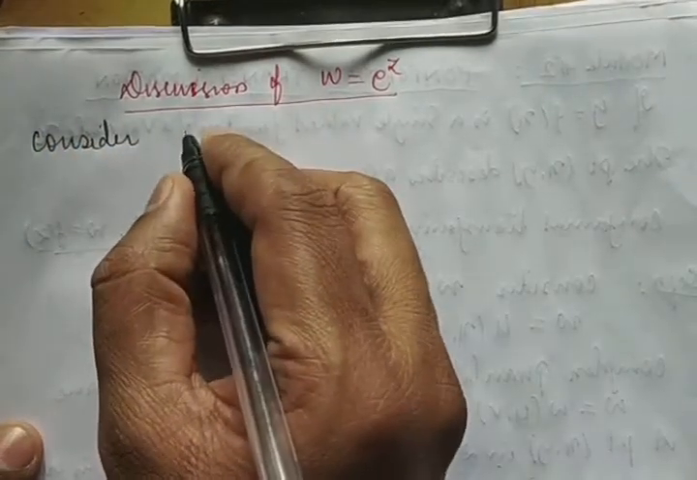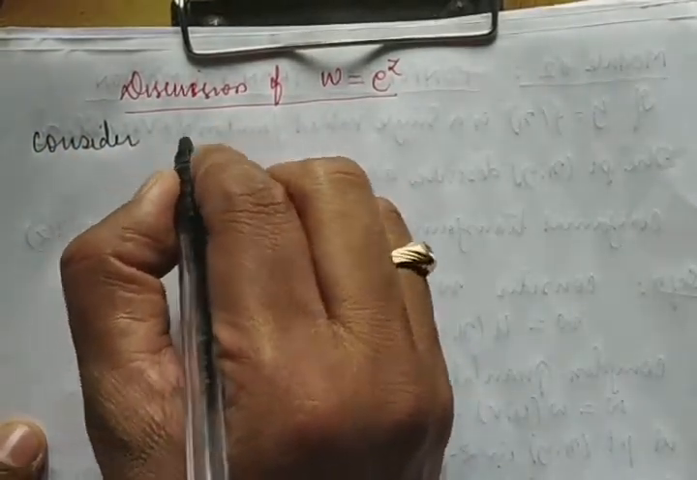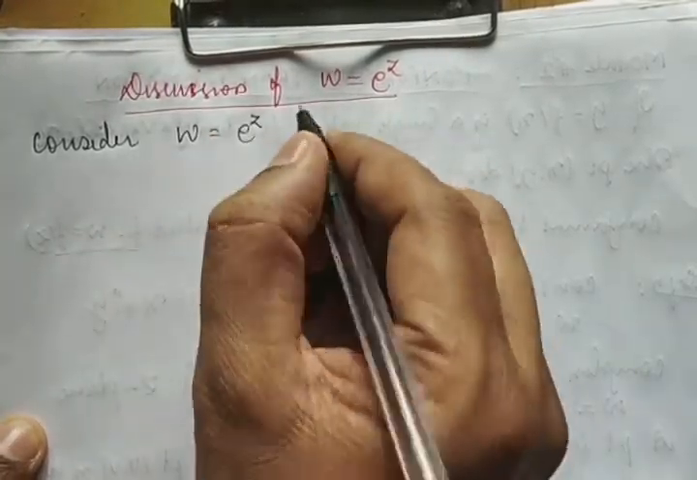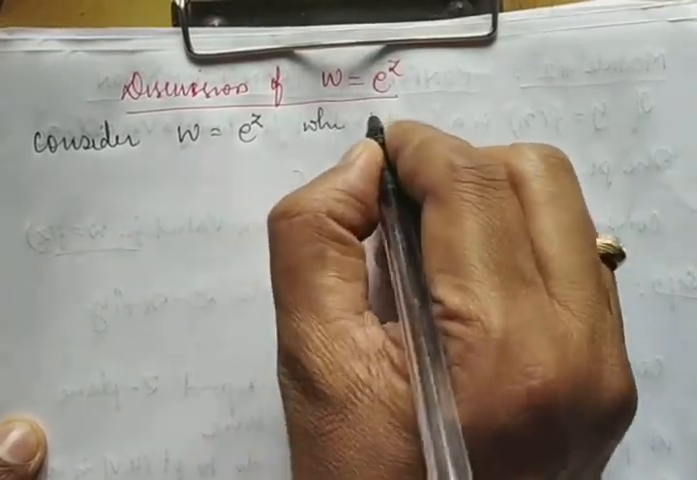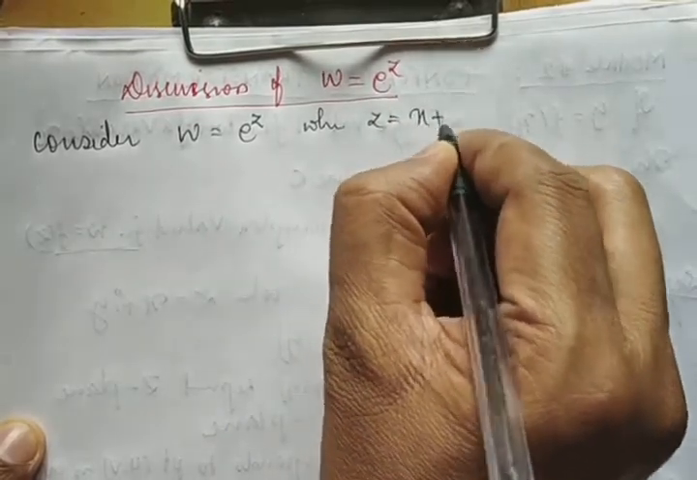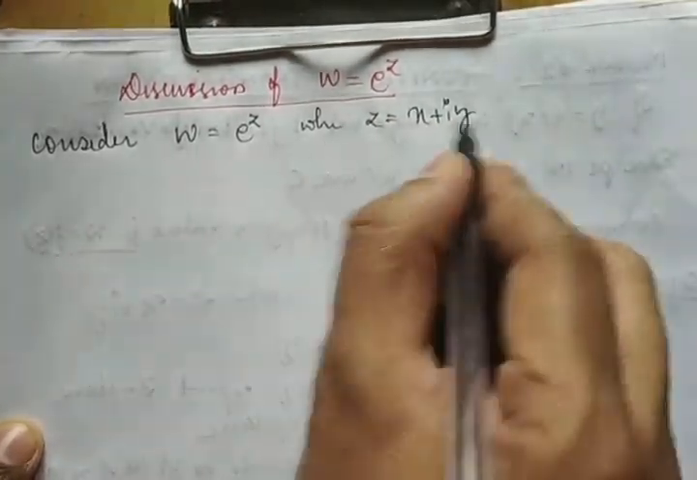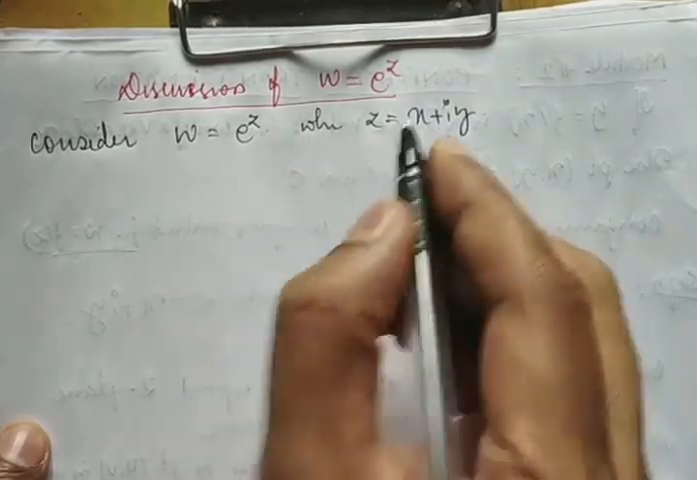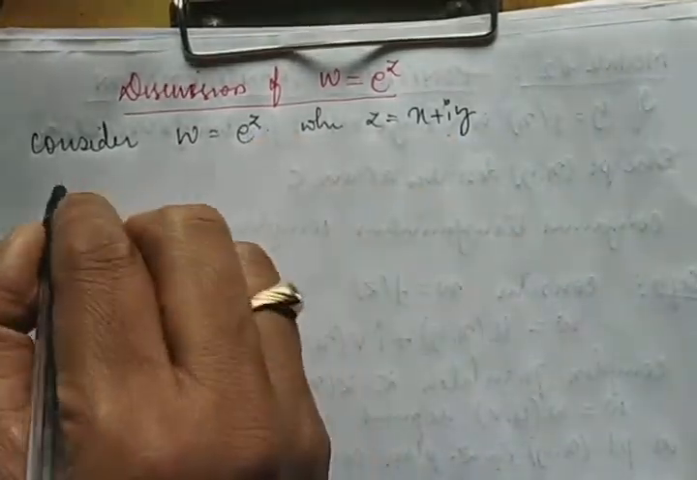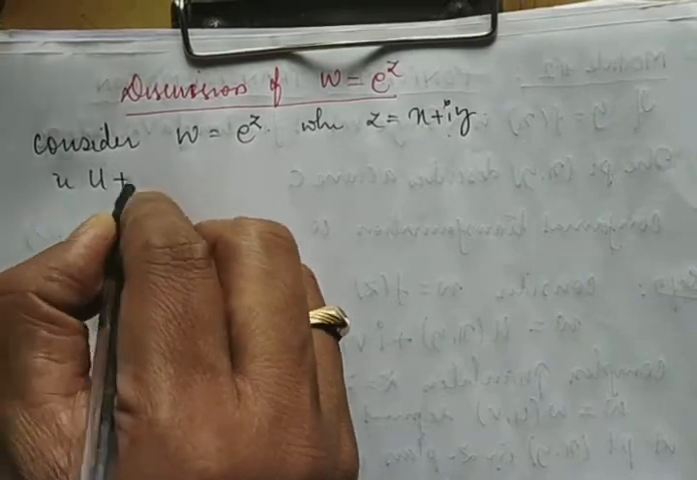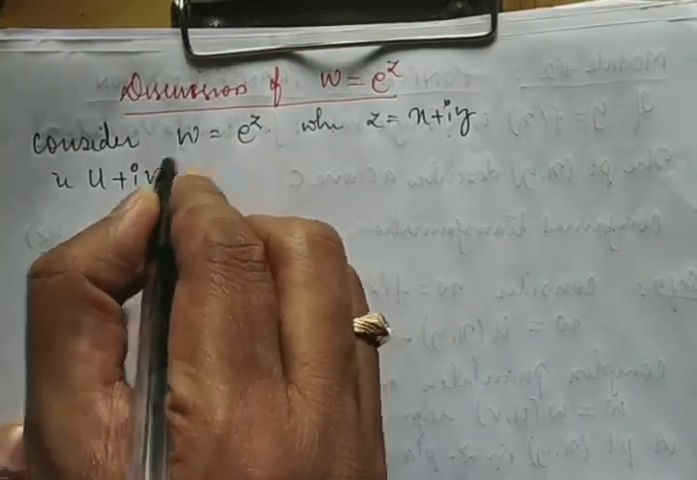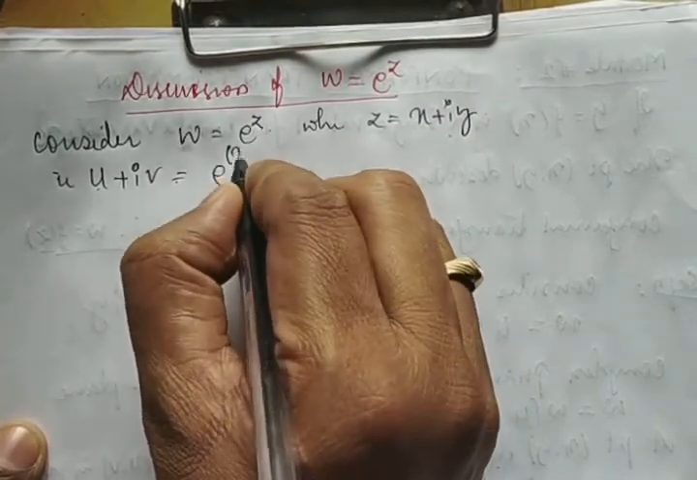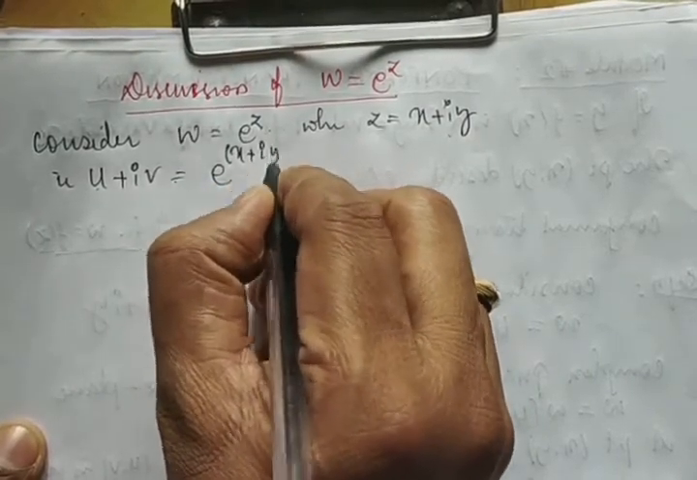With the previous discussion, let us continue. We consider omega is equal to e raised to z, where we know that z is nothing but x plus iy. So substitute z is equal to x plus iy in place of z, then we will be getting u plus iv. Omega is equal to u plus iv, that is equal to e raised to x plus iy.